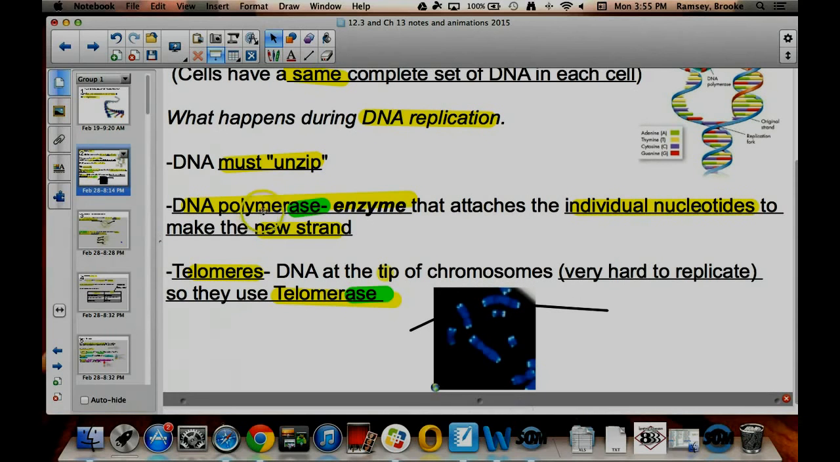Now, the tops and the bottoms of DNA strands are really challenging to replicate. So there's a different enzyme that helps with that process, which is telomerase. And remember, ase, it's an enzyme to help speed up that process. What happens at the top and the bottom of DNA, which we call telomeres, these enzymes will work at those sections that are very hard to replicate to make sure that they add the individual nucleotides at those places.